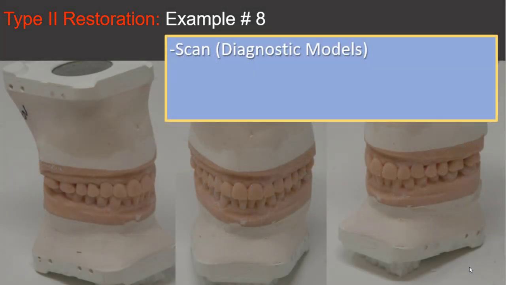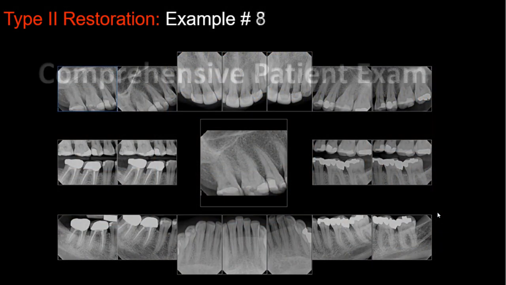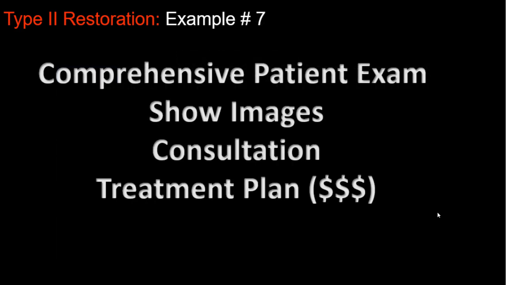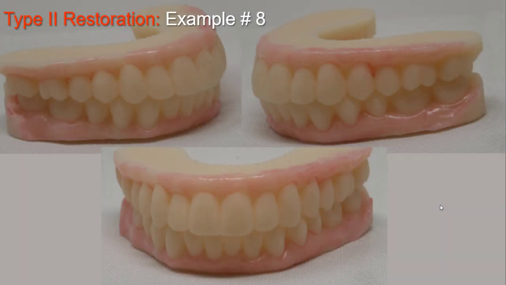Okay, so here's our diagnostic models, our diagnostic digital workup. We did our face bow, interocclusal registration. This is actually the diagnostic models. We do this at a slightly open vertical dimension by making an anterior stop and kind of guesstimate it at the vertical. Here's our x-rays again. And then we show the images, do our consultations. We do our treatment plan, talk about the costs. And now we're ready to do our digital workup.